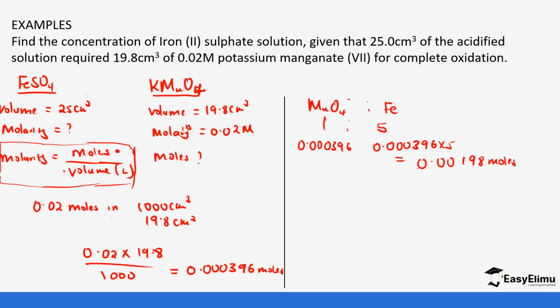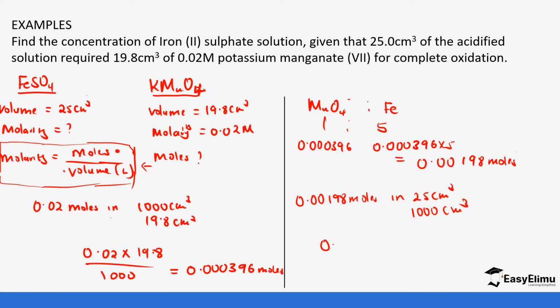Now we have the moles of the iron. We go back to molarity. We can use the formula molarity is equal to moles over volume, or we use the first principle method. So if 0.00198 moles are in 25 centimeters cubed, since that is the volume that was used in the reaction, what about in 1000 centimeters cubed?